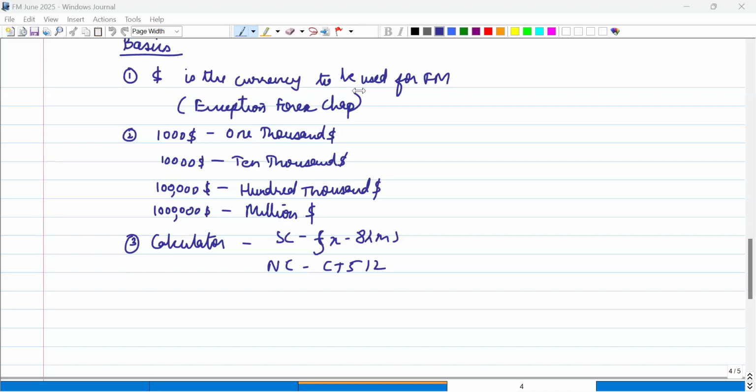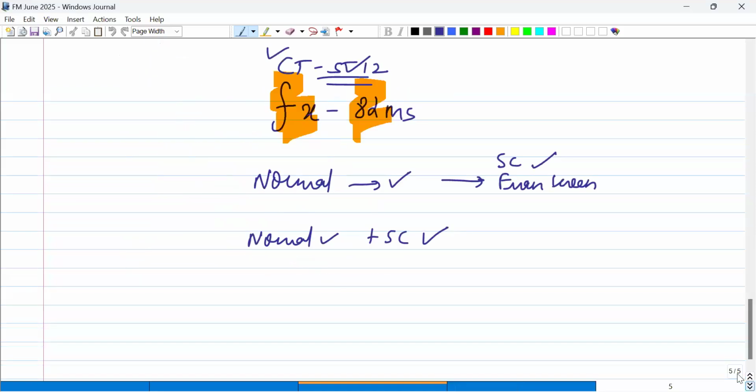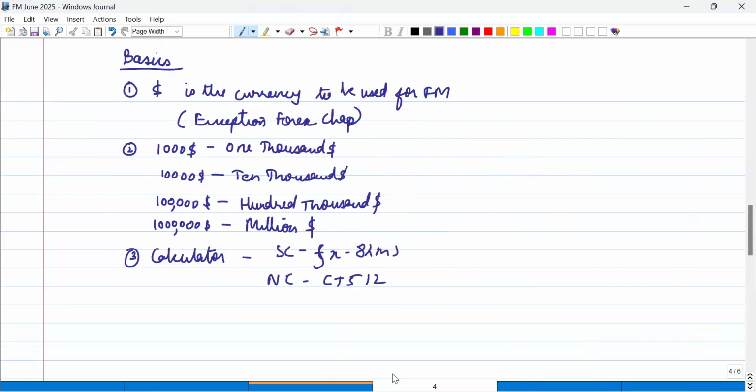No electricity is fun, right? First day only. First class, electricity gone. Good thing happening. Chalo. So, sequence. Write down somewhere sequence.